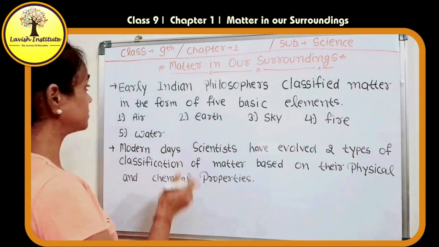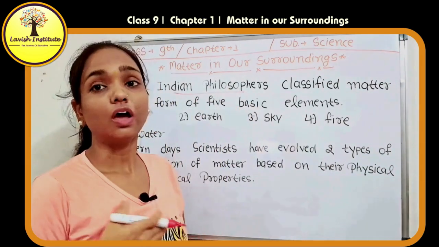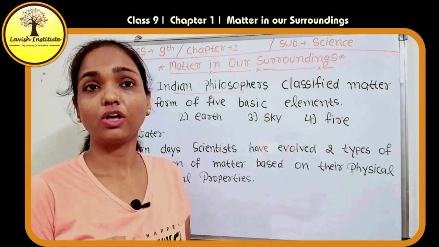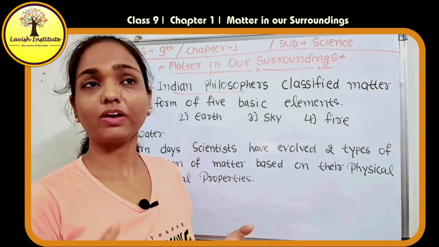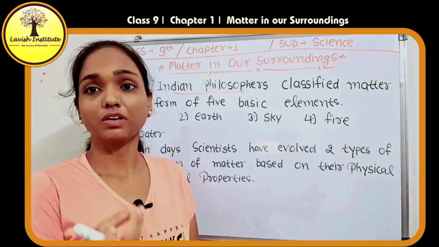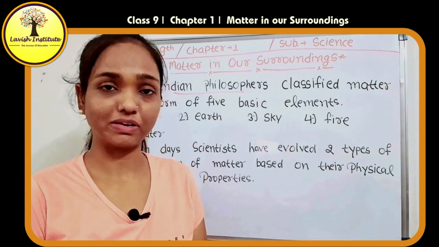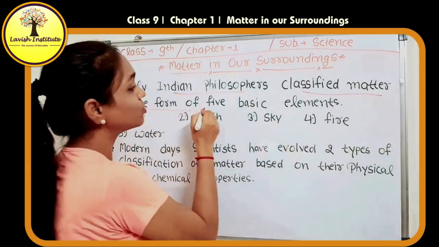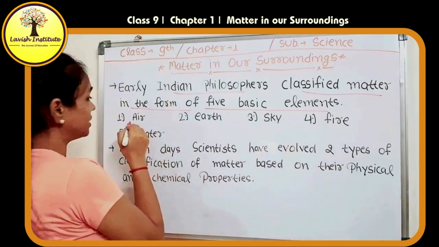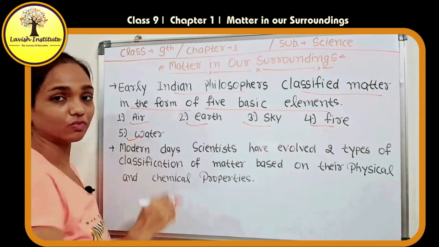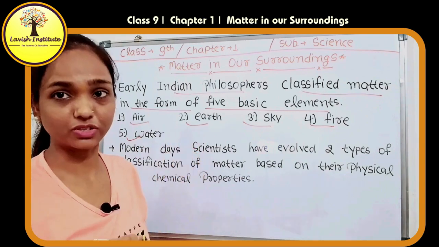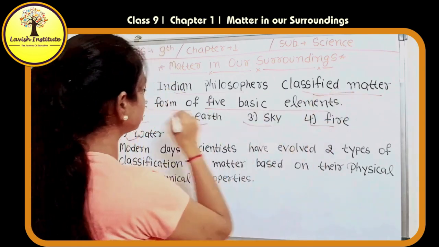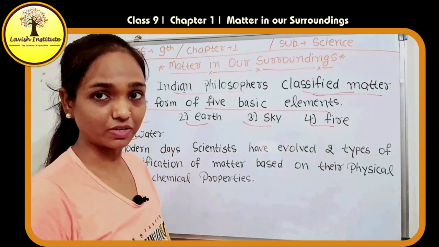Now the next point is early Indian philosophers. Who are the philosophers? Philosophers offer their views on logic and on other matters, okay. Early Indian philosophers classified matter in the form of 5 basic elements: air, earth, sky, fire and water. All five are Panch Tattva. Our body is also made up of Panch Tattva. So early Indian philosophers classified matter in the form of 5 basic elements, okay.